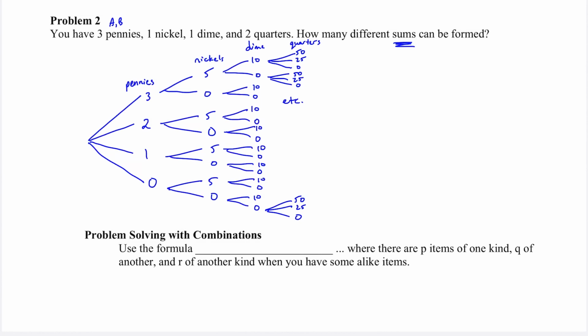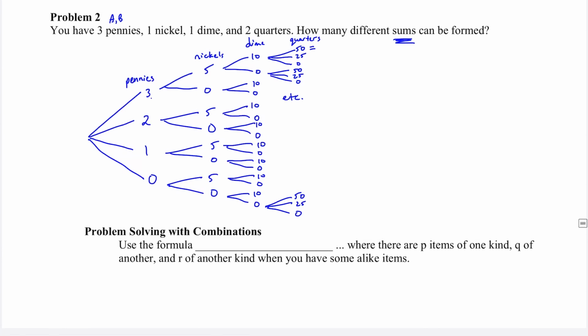So here is my tree diagram. Kudos to you if you managed to make the whole tree diagram fit, because I was struggling by the end here. But compare yours with mine. Again, how many different sums can be formed? So let's just try and understand what this tree diagram is saying here.